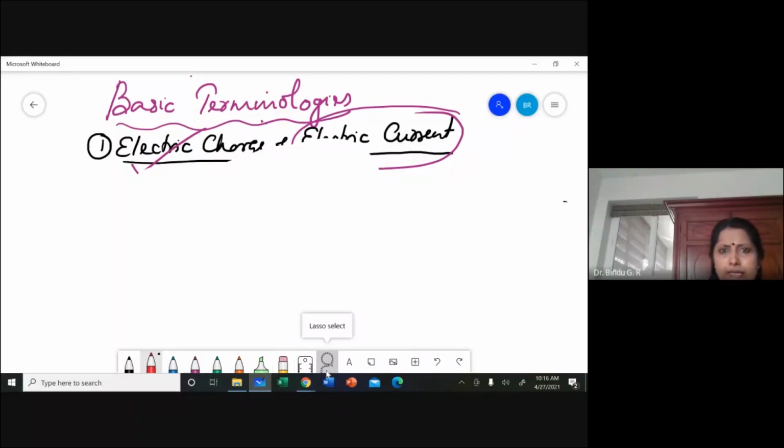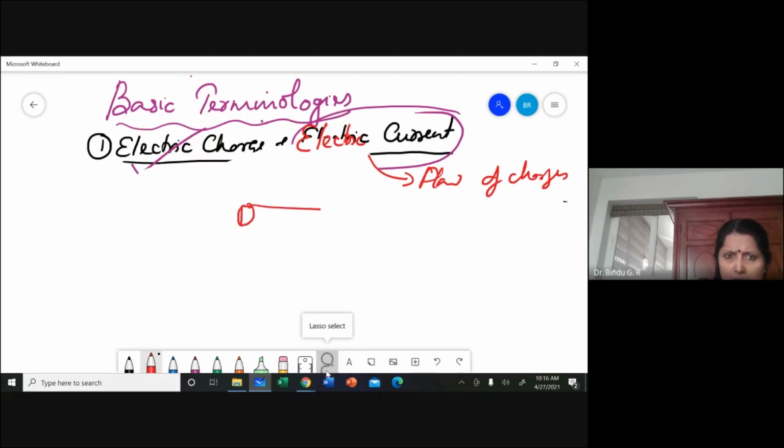Move on to electric current. It is a flow of charges. As you know, electric current is flow of charges. So let me just have an element like this. Okay. And I'm connecting it to a battery like this.